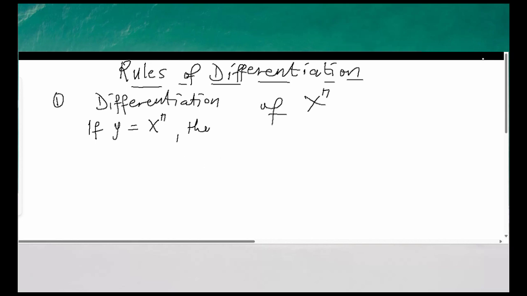Then dy/dx is going to be the multiplication of the power of x, which is n, by the whole term, so which is n x raised to the power n. Then we decrease the power by what? 1, which is minus 1. And this is for all n belonging to R, real numbers, right?